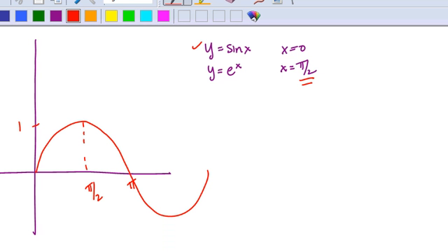The e to the x graph is an exponential graph that looks like this. It goes y equals e to the x. Sorry, that's x to the x that I wrote there, e to the x.